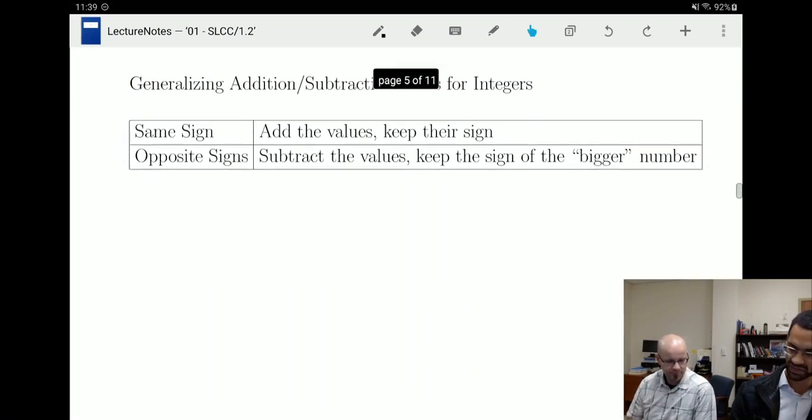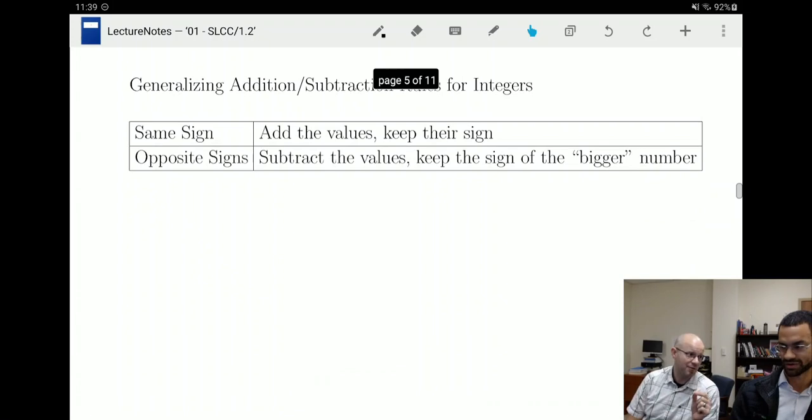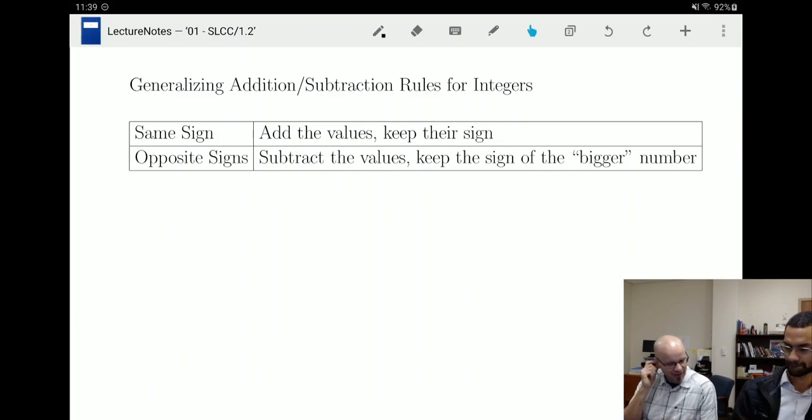All right, if the signs are opposite, I'm going to subtract the values and keep the sign of the "bigger" number. Not really bigger, you notice the quotation marks. When we talk about bigger, we're looking at the magnitude. All negative numbers will always be smaller than a positive number, no matter how small the positive number is, every negative number is going to be less than that value.